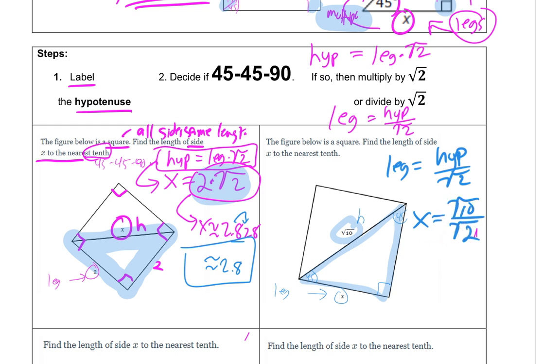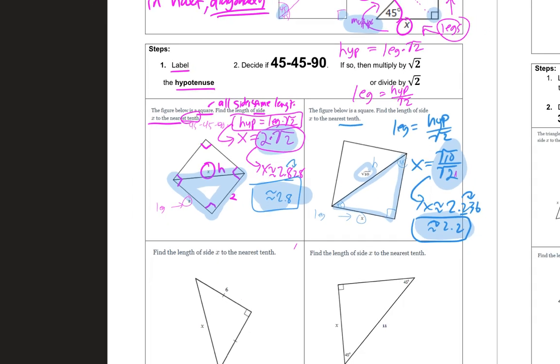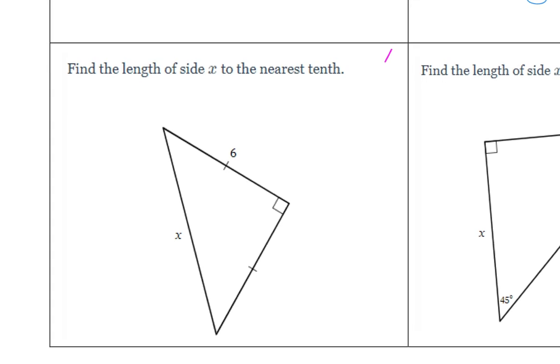Now this is something that we can type right into Desmos. If we put that into Desmos, x is approximately 2.236. If we are going to the nearest tenth, bring down what you think is the right answer. That's approximately 2.2. So it's as simple as that. This one was approximately 2.8, and that one is approximately 2.2. All right, so see if you can get this one on your own. At least try to set it up.